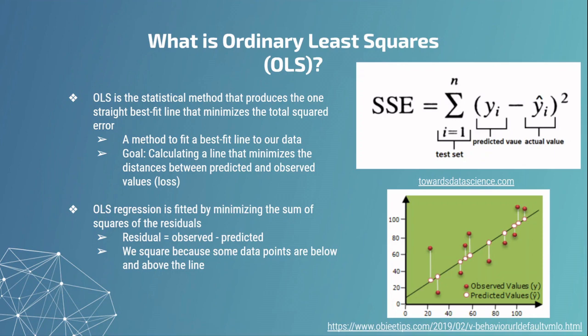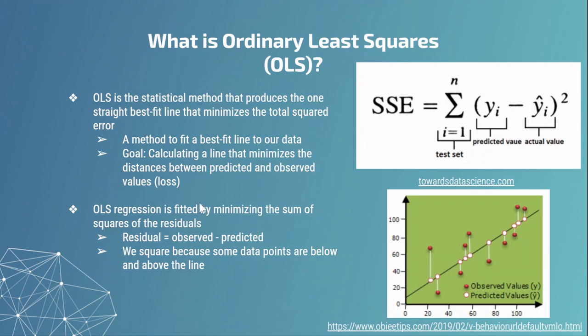The main idea of OLS is that it's a method that fits or trains our line of best fit to our data. It's what calculates the line. And the goal of OLS is to calculate a line that minimizes the distances between our predicted and observed values. This distance is called the residual, or the loss, or the error. All those terms can be used interchangeably as well.